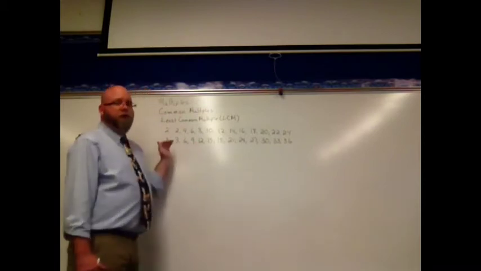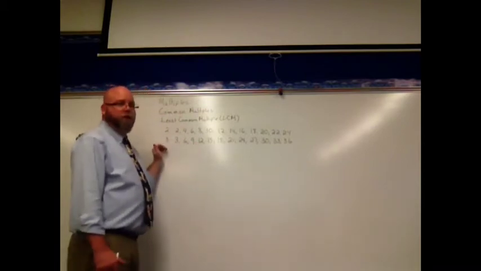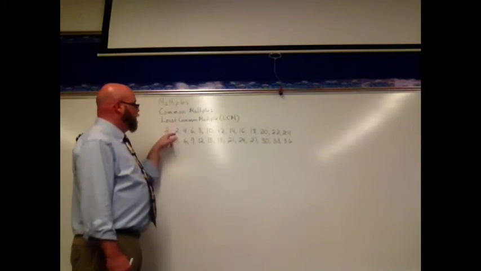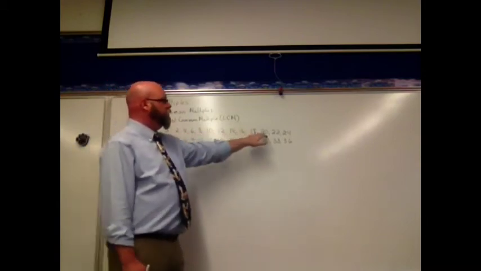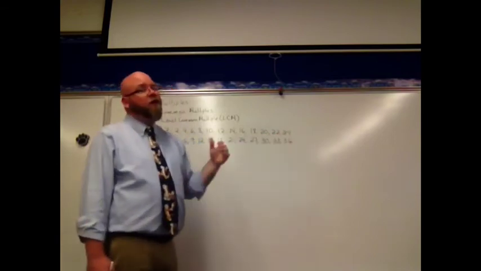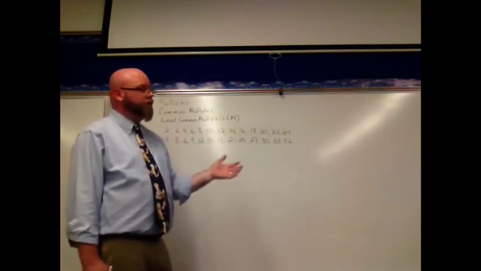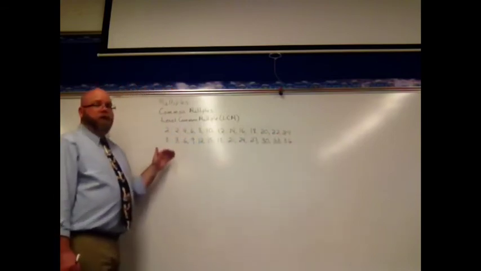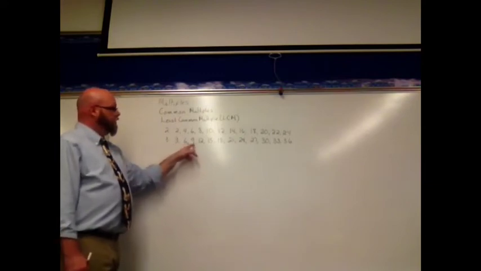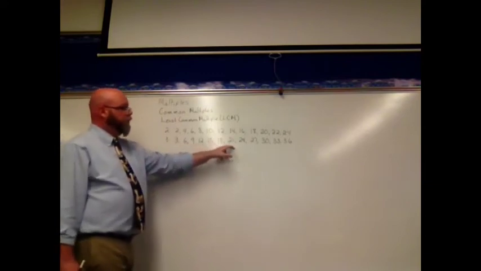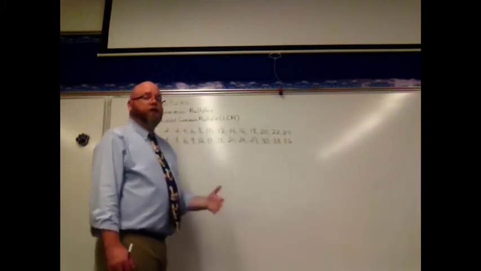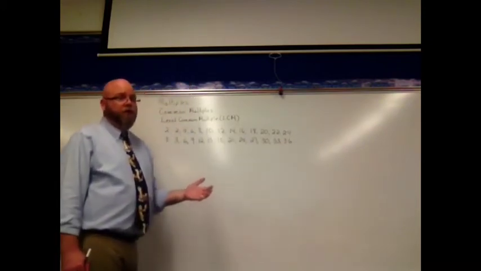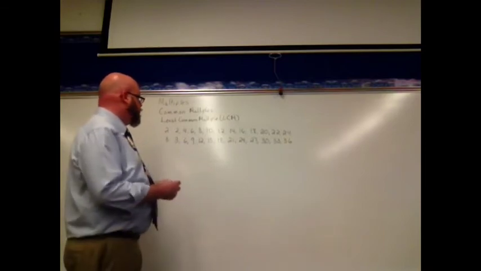So I'm going to look at the multiples of 2, and I'm going to look at the multiples of 3. The multiples of 2 are 2, 4, 6, 8, 10, 12, 14, 16, 18, 20, 22, and 24. Those are the first 12 multiples of 2. Multiples of 3 are 3, 6, 9, 12, 15, 18, 21, 24, 27, 30, 33, 36. Those are the first 12 multiples of 3.